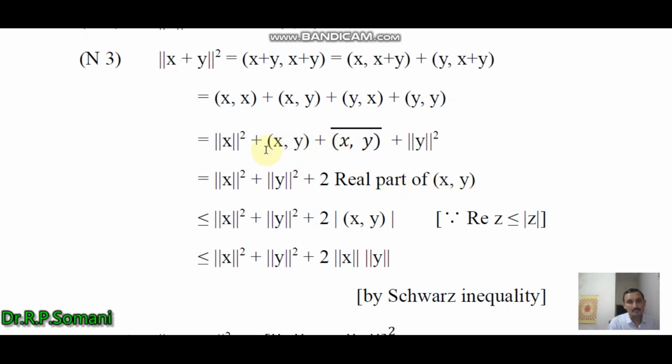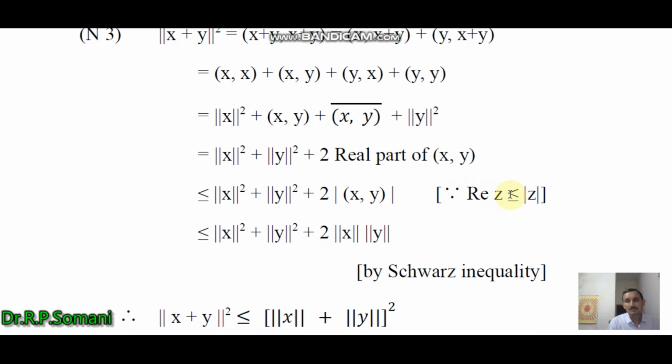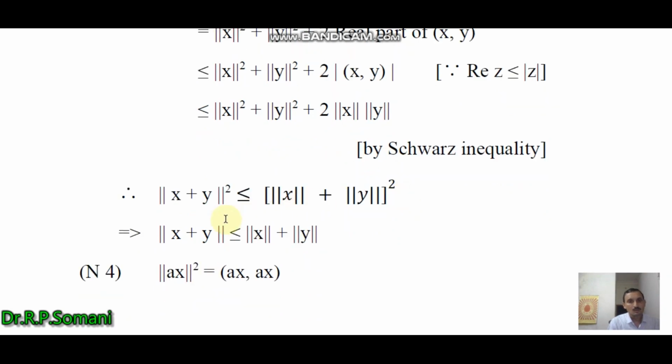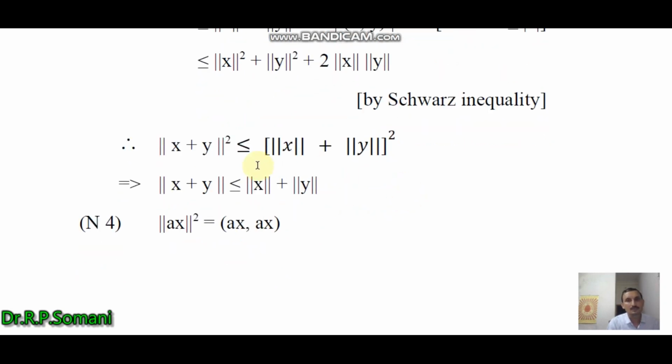So here (x, y) plus its conjugate we can write as twice the real part of (x, y), and the real part of z is less than or equal to the modulus of z. So we take the modulus of (x, y), and then by the Schwarz inequality we obtain this as ||x||² + ||y||² + 2||x|| ||y||. Therefore ||x + y||² is less than or equal to (||x|| + ||y||)², and therefore ||x + y|| is less than or equal to ||x|| + ||y||.